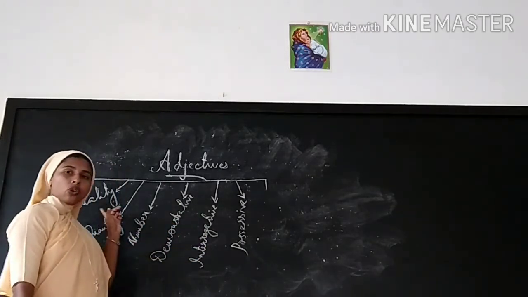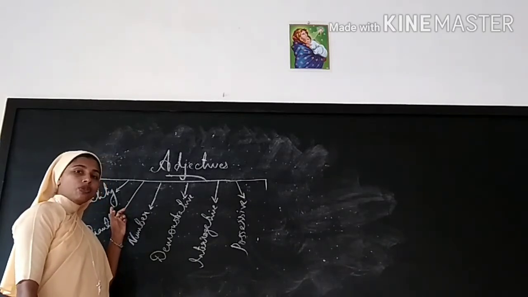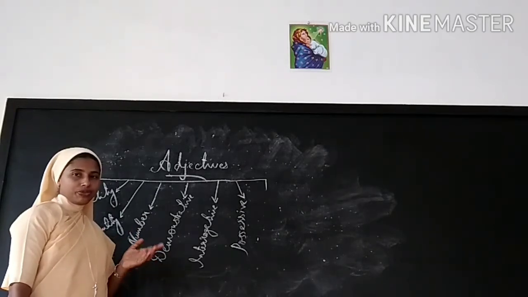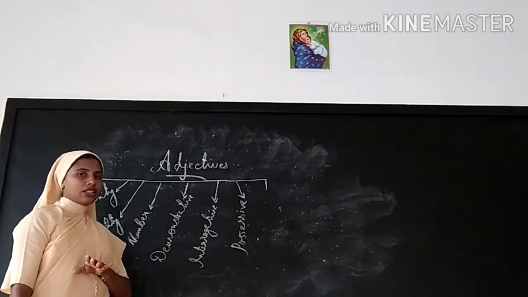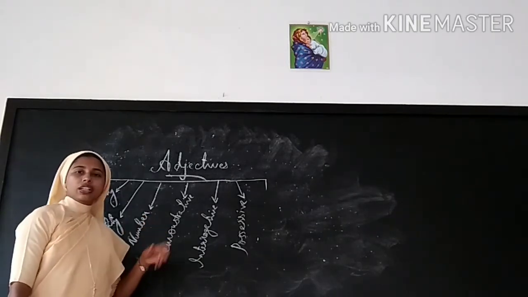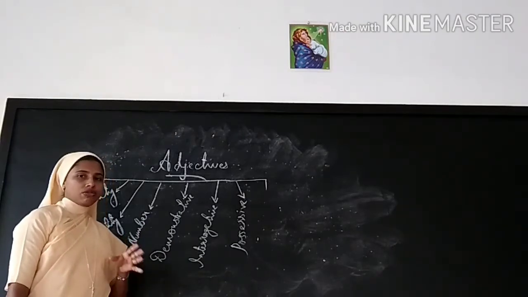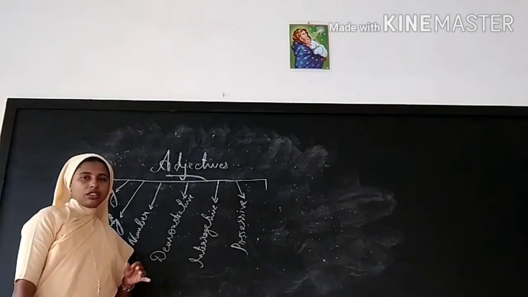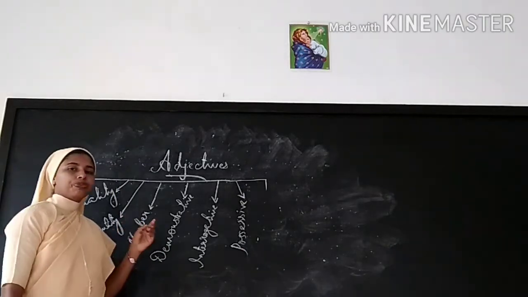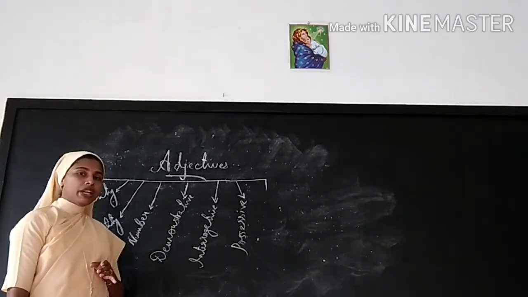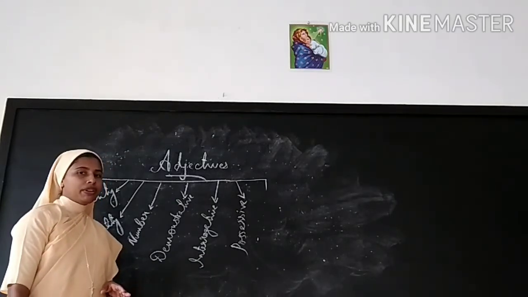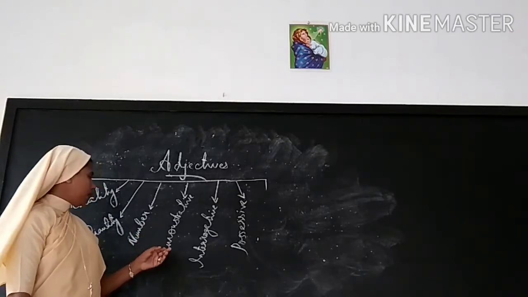Adjectives of quality answer the question, what kind of? For example, she is a beautiful girl. What kind of girl? Beautiful. Beautiful is an adjective used to answer the question, what kind of quality? Adjectives of quantity answer the question, how much? How much money do you have? Enough. Adjectives of number answer the question, how many? I have 3 jobs in my hand. 3 is the number, and it answers the question, how many?